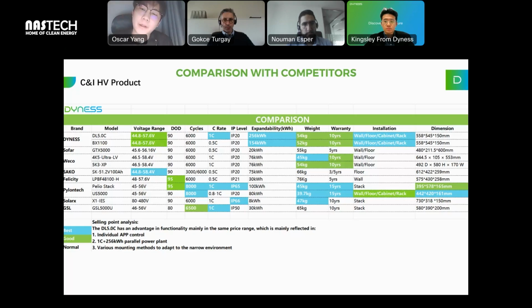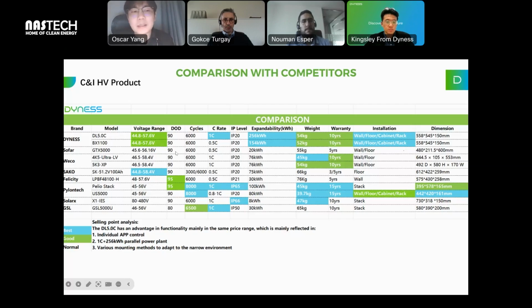Also, because at many installation sites the space is very limited, we support different types of installation methods, for example wall-mounted, floor standing, and self-made cabinet. We will provide a recommended size and dimension. And also for rack-mounted and the self-made cabinet, I will show you afterwards in the pictures.